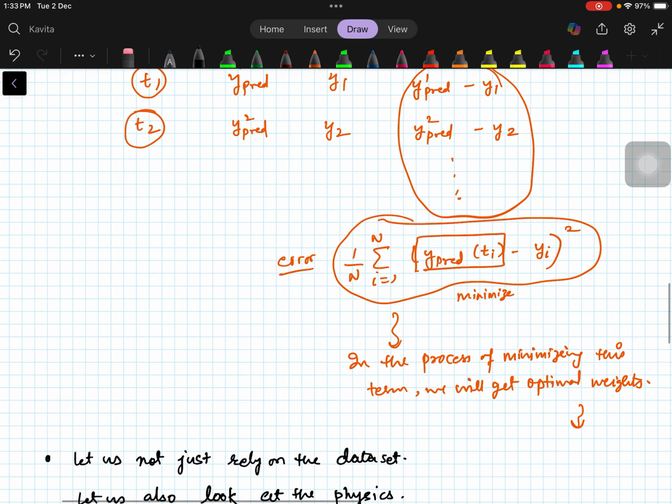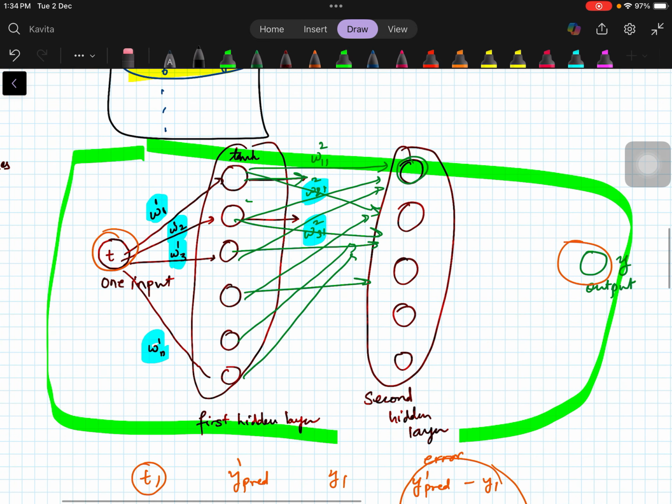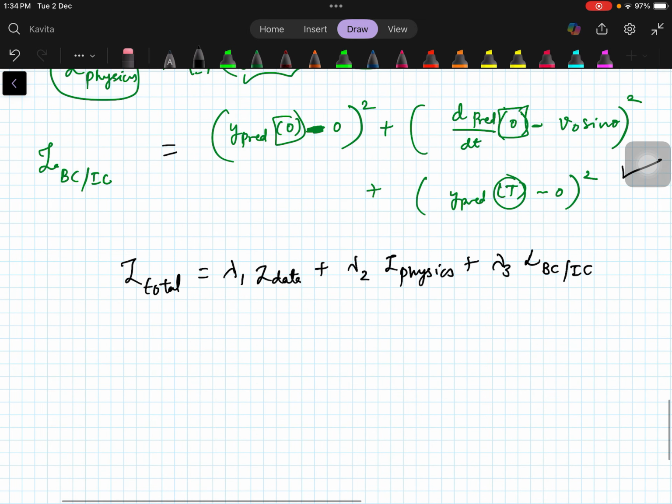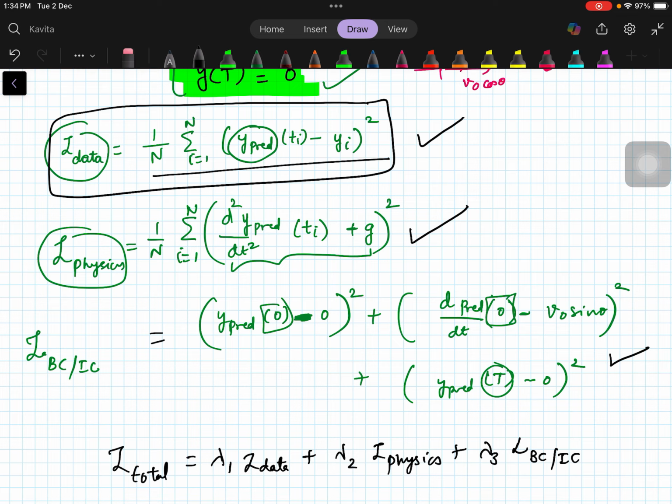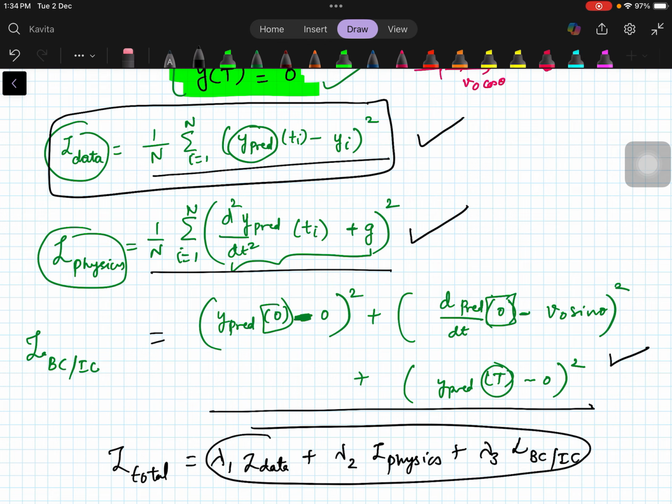So what we are going to do is the same thing. We have the data set and we have the physics now also. So we will put it in our neural network, we will get some predicted value, right? For that predicted value, you are going to compute your L data, L physics, and L boundary condition, initial condition. Then you will try to get your weights in the process of minimizing this particular term instead of just minimizing this term. You see what you have done here? You have used both the data set as well as the physics of the model. So this is called physics informed neural network.